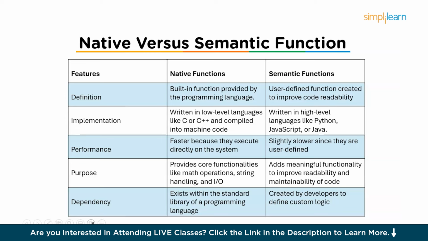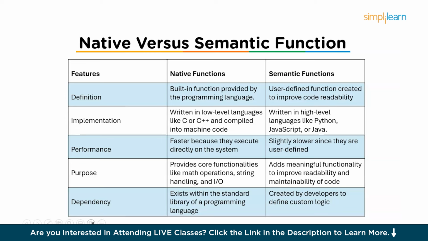Then differentiating them on the basis of performance. Native functions are faster because they execute directly on the system, while semantic functions are slightly slower since they are user-defined. Now differentiating them on the basis of purpose. Native functions provide core functionalities like math operations, string handling, and input-output, and semantic functions add meaningful functionality to improve readability and maintainability of the code.